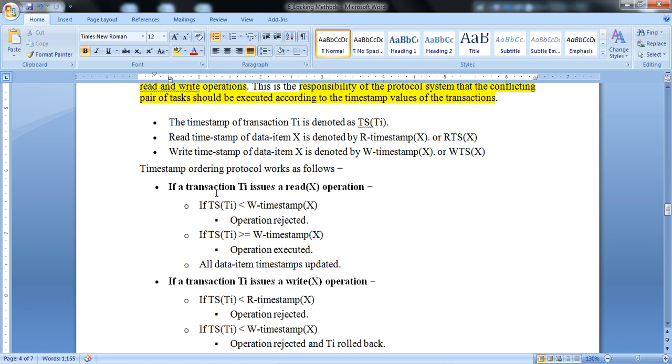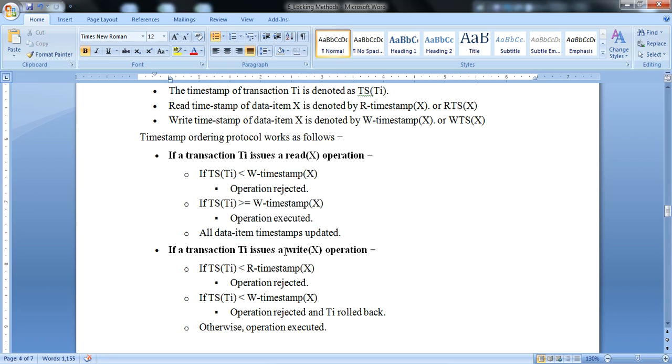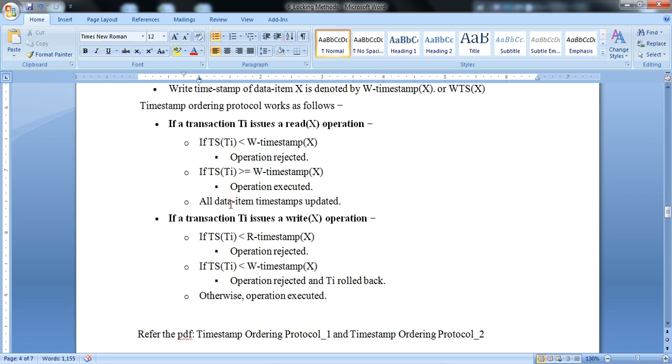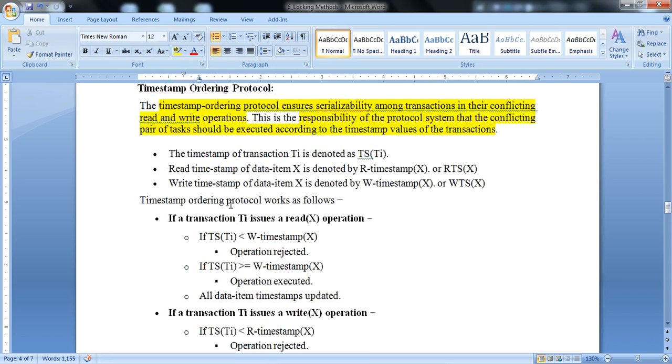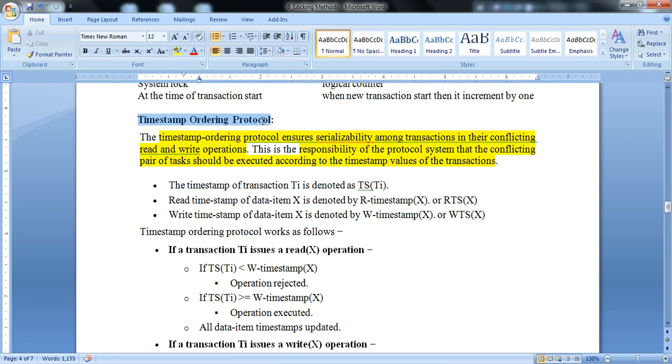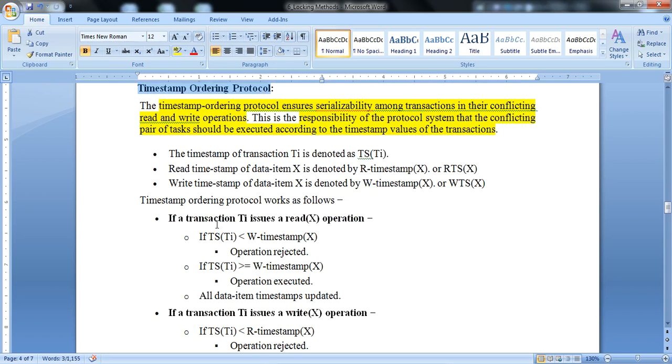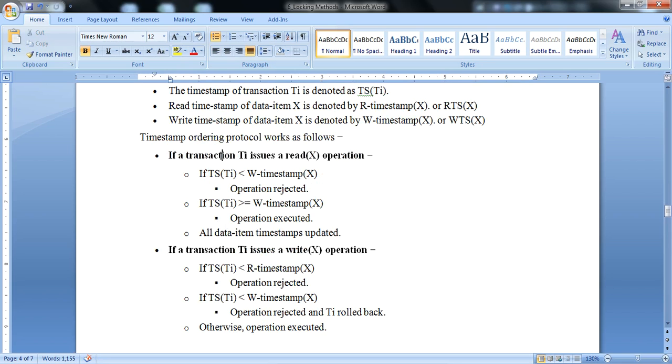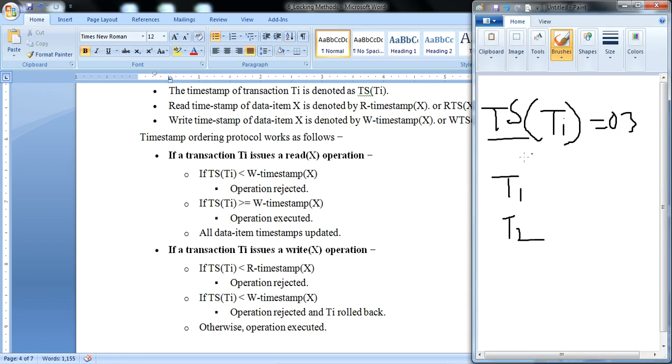Now the timestamp ordering protocol works as follows. When we want to read X, it comes with some situation, and when we want to write X, it comes with some situation. These situations are validated by the timestamp ordering protocol to maintain serializability, right? Now if transaction Ti issues a read X operation, it means transaction T1 wants to read a value.